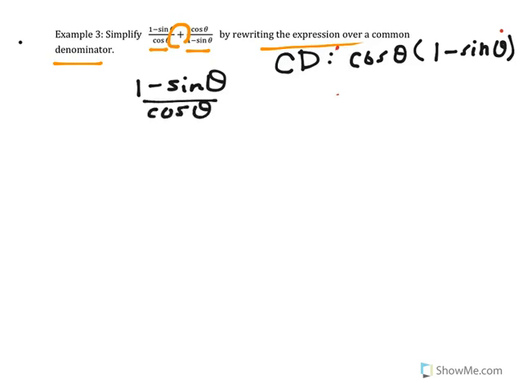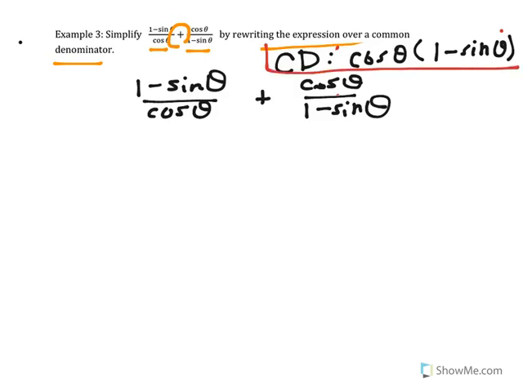1 minus sine over cosine plus cosine over 1 minus sine. And I'm going to ask myself, my common denominator is up here. What does each piece of this need? Which part of the denominator? So if we look at our left piece, the 1 minus sine over cosine, it has a cosine, it needs a 1 minus sine in the denominator to be able to fulfill the common denominator.